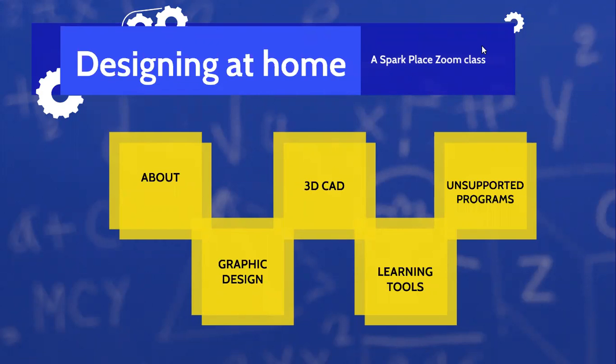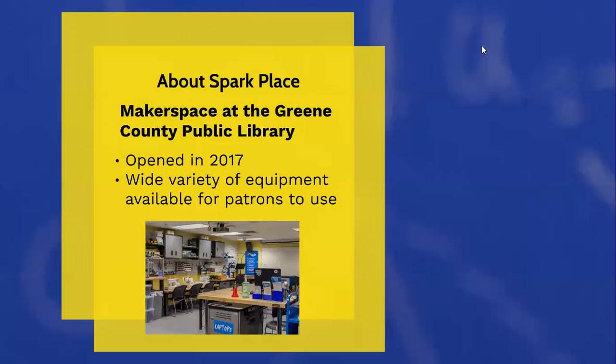We will start off with a brief description of SparkPlace. We are the makerspace located at the Greene County Public Library in Xenia. Created in 2017, SparkPlace provides a variety of software and machinery that patrons can use. This includes 3D printers, CNC router and mill, as well as a vinyl printer and cutter. We also provide the full Adobe suite, as well as a variety of specialized software for each machine.